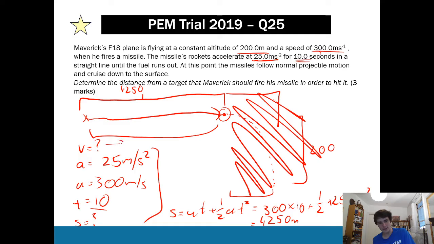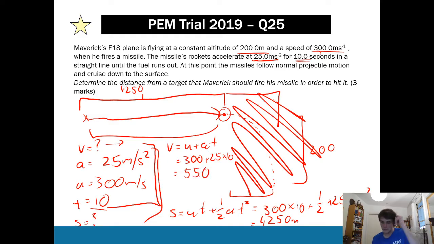The other thing we need to figure out is how fast it is traveling when it gets to this point over here. Now that we know what our displacement is, we could use that to calculate it as well. But I think probably the easiest formula to use is v equals u plus at. Our u is 300, our acceleration is 25, and we're doing it for 10 seconds, which gives us an initial velocity for the second part of the motion of 300 plus 25 times 10, which is 550 meters per second. Okay, so let's jot that down, right? I might call it S1. Our S1 that we're interested in is 4,250. And we know that our new initial velocity, which is the velocity we're traveling at this point here, is 550 meters per second. That is how fast we're traveling when we hit this point here.